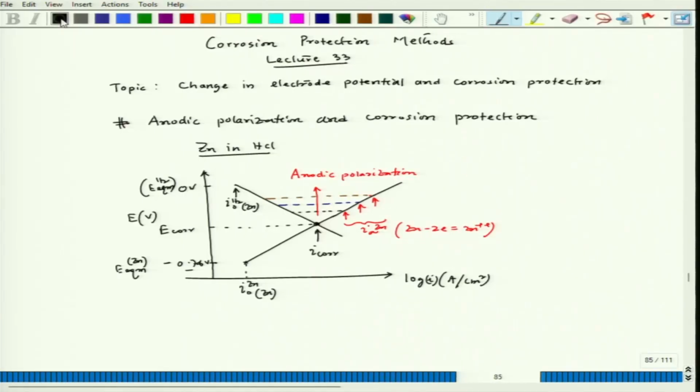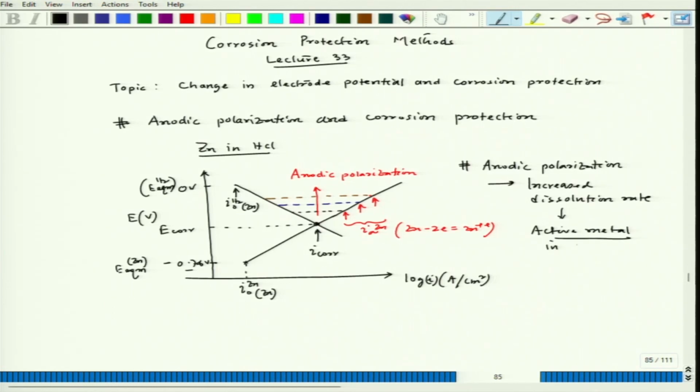So this is what happens with anodic polarization: increased dissolution rate, just as we have shown here in the case of an active metal in an electrolyte.